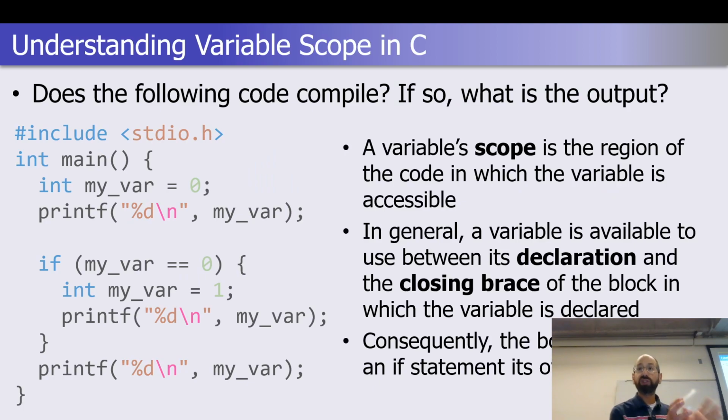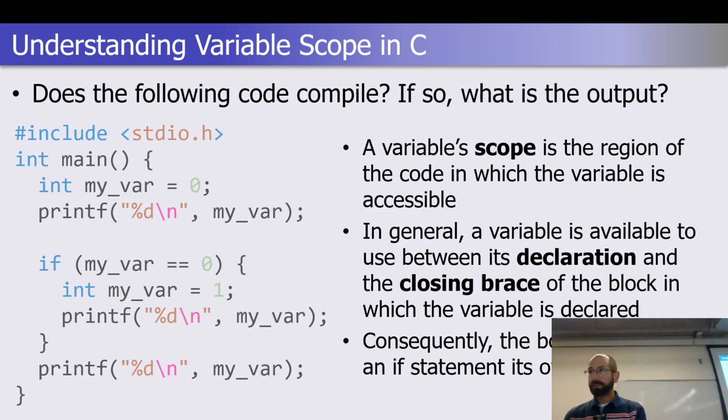The definition of the scope of a variable is the block or the region of code in which the variable is, I think the right word is accessible, or where the variable is valid. In general, when we define a variable in C, its scope, or its availability, or where it's valid, is between its declaration and the closing brace of the block in which the variable is declared.